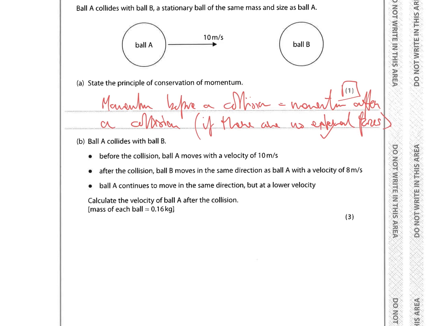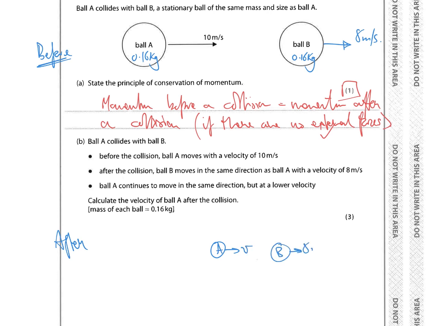ball A, these are similar size mass balls, 0.16 kilograms each, and then afterwards this moves away at 8 meters per second, and it's asking what will the speed of the other ball be moving at. So let me just redraw that. If this is a before picture, then the after picture is going to be post collision. You've got ball A going at velocity v and ball B going at 8 meters per second.